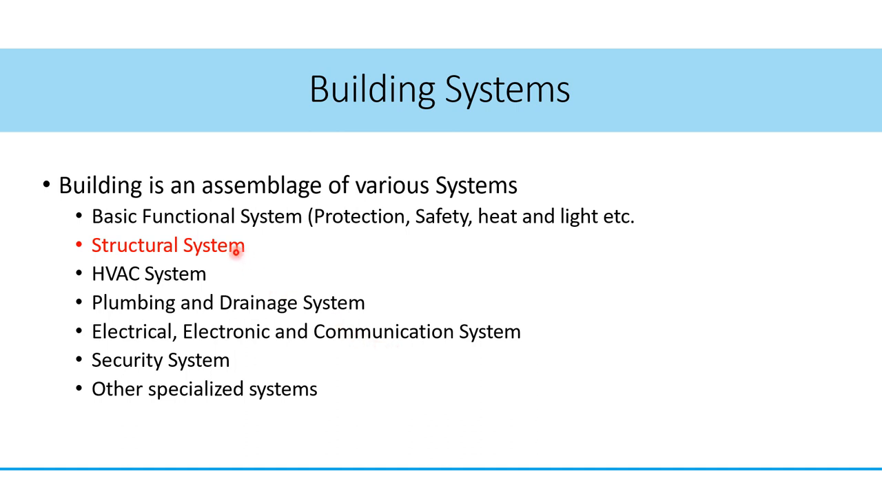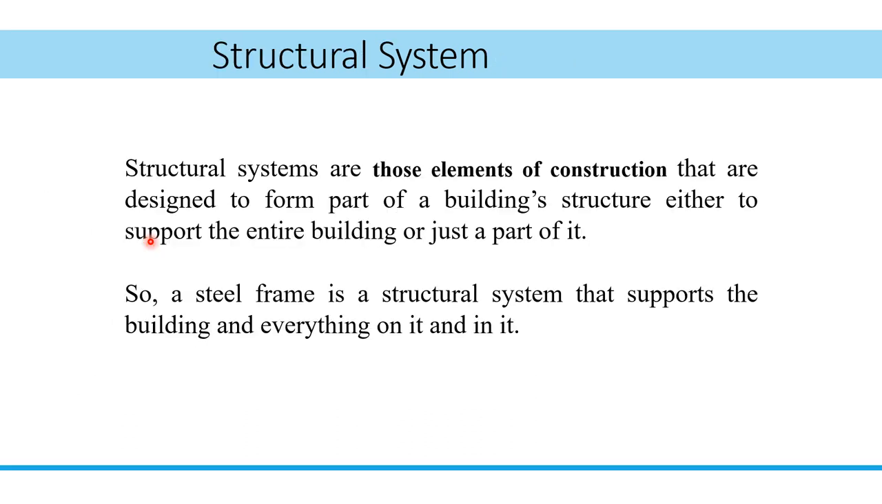So there are different types of systems present in the building, and in this lecture we will cover only the structural system, the load carrying element of the structure. So what is a structural system? Structural systems are those elements of construction that are designed to form part of the building structure, either to support the entire building or just a part of it.